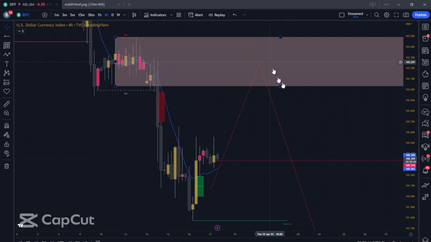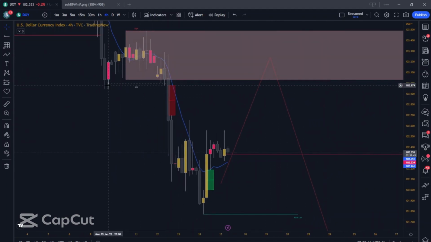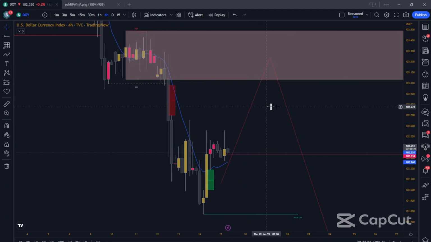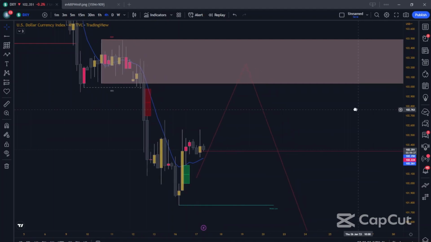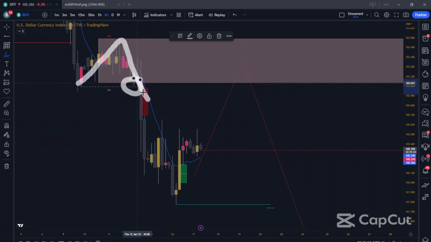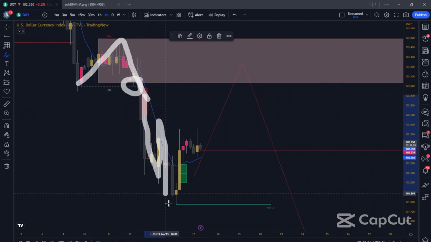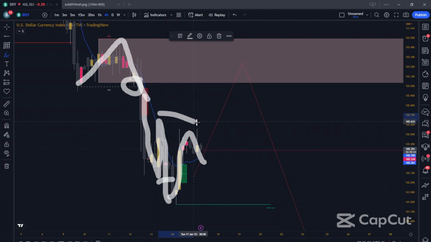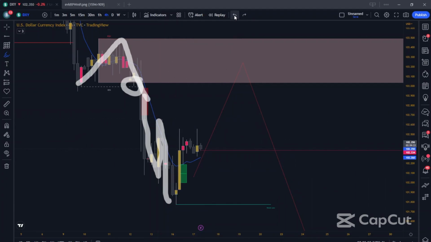We've got this supply up here. This supply broke this structure down here. It's marked a little bit differently, but it is accurate. So we've got the break to the downside. Over here, the break occurred. Pullback, breaks, etc. So we've created trend line liquidity over here above these highs.